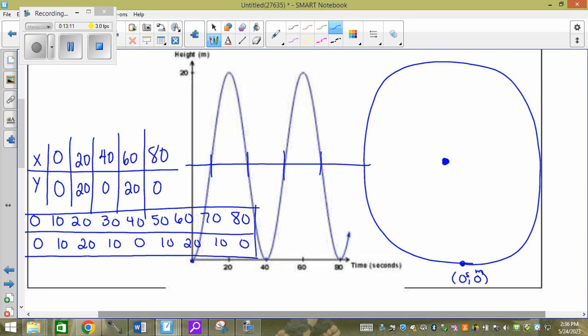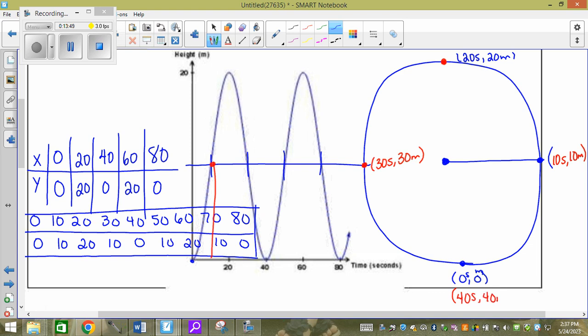What happens when I get to here? I was at 10 seconds and 10 meters, right? And what about up here? 20 seconds, 20 meters. When I get back down here, where am I at? 30 seconds, 30 meters. And then here I'm at 40 seconds, 40 meters. And I could just keep going around and around, right?